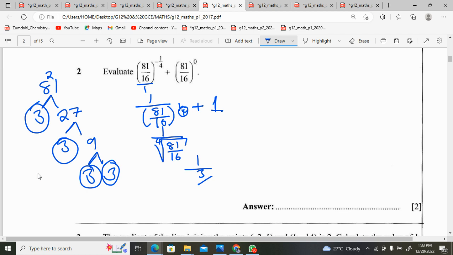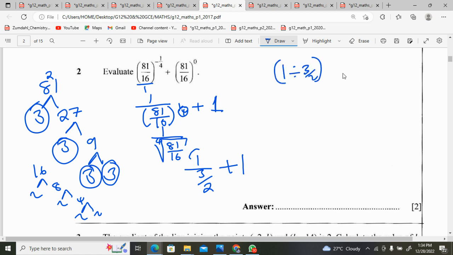And the fourth root of 16. 2 into 16 is 8. 2 into 8 is 4. 2 into 4 is 2. So we say if we multiply 2 4 times, we're going to get 16. So that is going to be 2. And then this plus 1. I can change this into 1 divided by 3 over 2 and then plus a 1, which becomes times 2 over 3 and then plus 1. So this is just 2 over 3 plus 1.